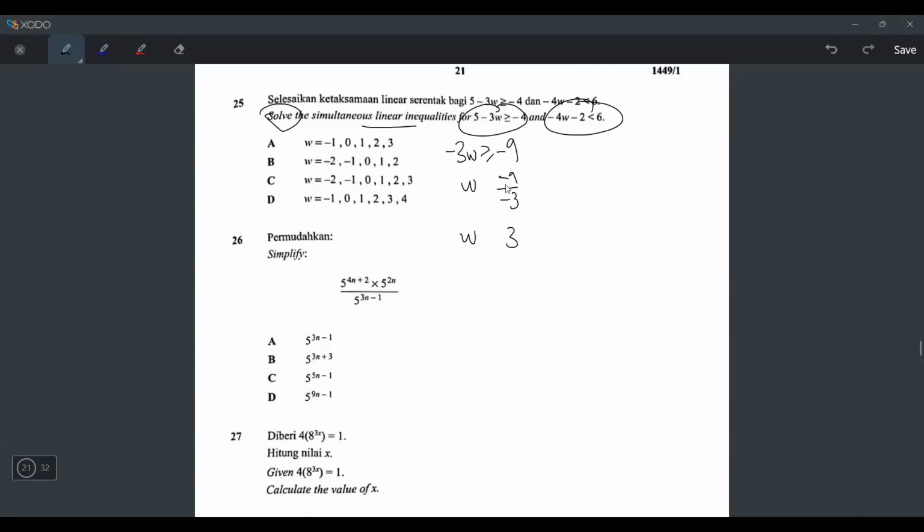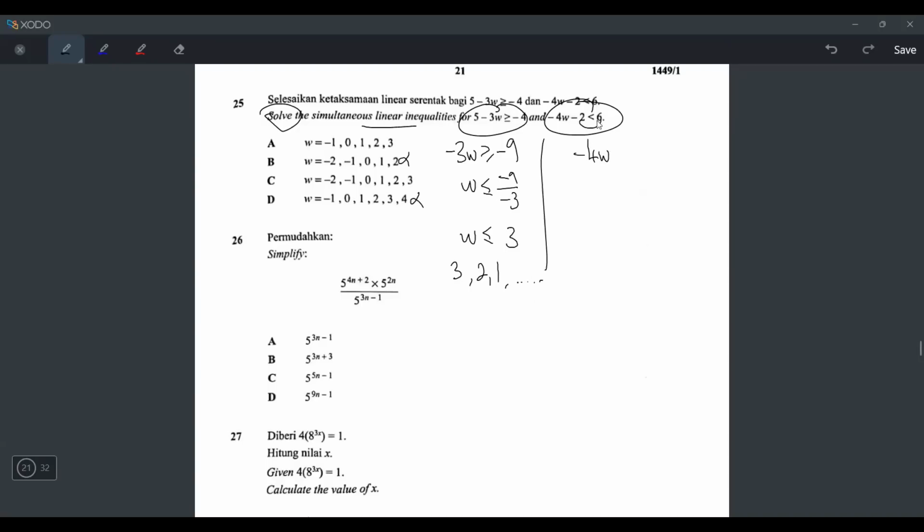But whenever you divide by a negative, you have to change the symbol. Bigger becomes smaller or equal, smaller or equal. So smaller or equal to 3, it means B is wrong, D is wrong. Because if they say smaller or equal to 3, it means W can be 3, 2, 1, and so on. I just list down the first 3 values. But actually there are more.